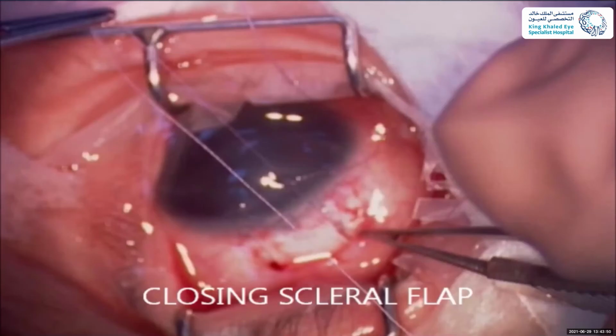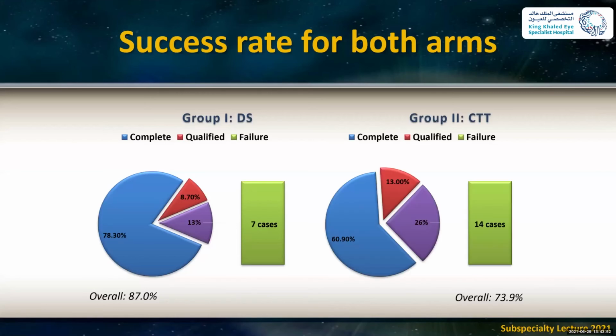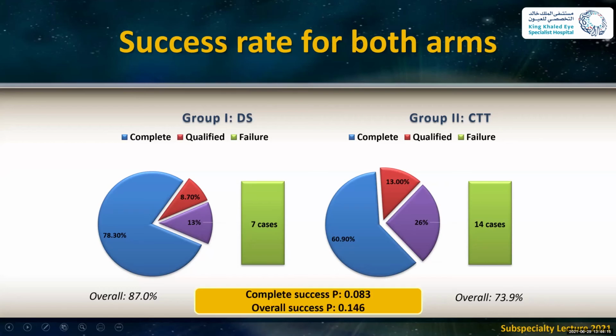So what is the outcome? Overall, now, we are not analyzing the whole cases. In the deep sclerectomy group, we got 78 as a complete success rate, and overall success rate 87, and here 60 or 61, and overall 73. So the complete success was comparable. The p-value was insignificant between the two procedures, whether as complete success or overall success rate.